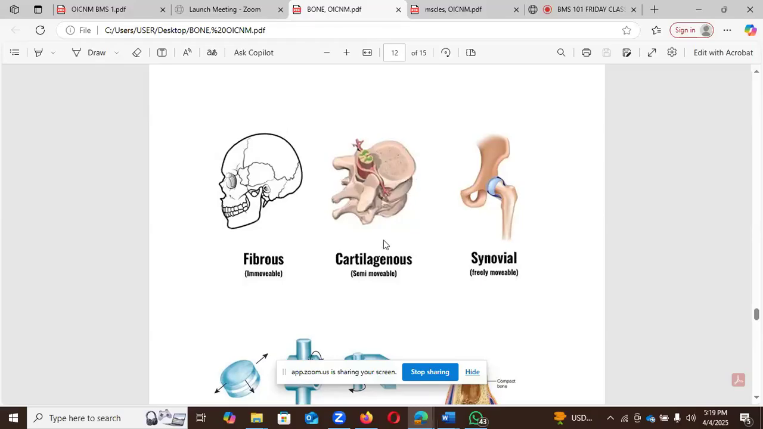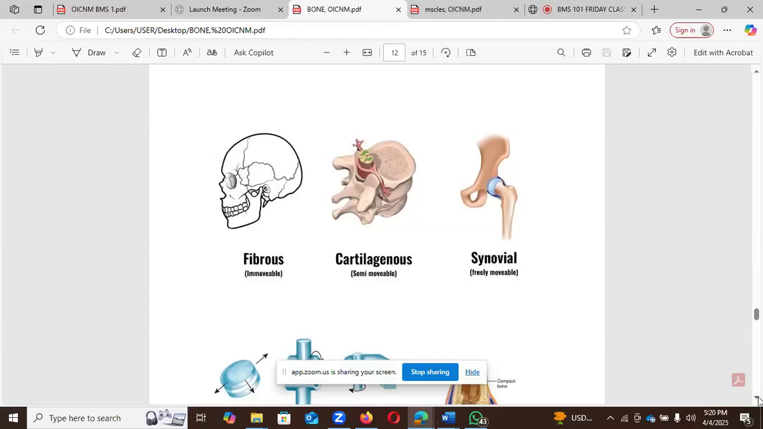So it provides some degree of movement. This is synovial joint. This is like a ball and socket joint. You can swing your hand and you can swing your leg with this type. This provides free movement. So these are the categories of joint we have.